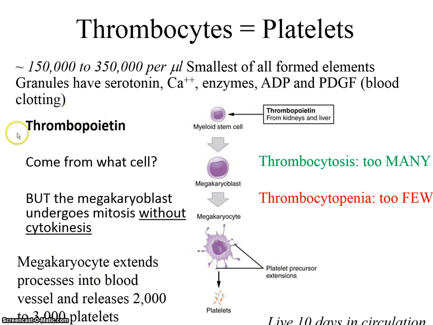Again, what I really want you to know is that the chemical that stimulates the production of platelets is called thrombopoietin. These platelets are also banks of chemicals, and these chemicals are going to help in the process of clotting that we'll look at. If you have too many platelets, we call it thrombocytosis, so again, a similar suffix. And if there are too few, it's thrombocytopenia.